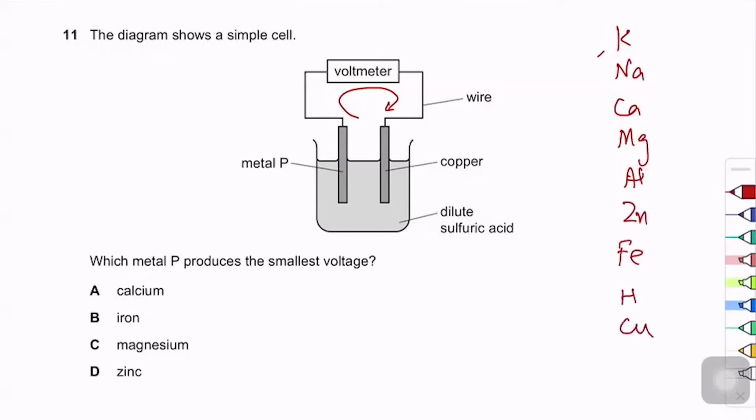So if this is carbon and hydrogen, if I compare them, the voltage is going to be much lower than carbon and magnesium and copper, because voltage is going to be much greater over there. So the one which produces the smallest voltage is the one that is closest to copper. So in the reactivity series, iron is the closest one. So that's why B is my answer. It will produce the least voltage. But all of them can produce voltage, mind you.